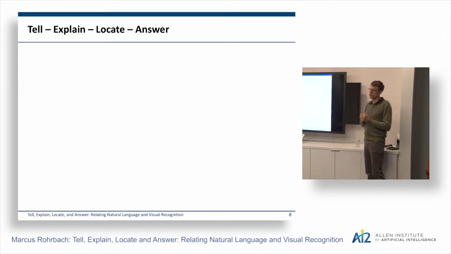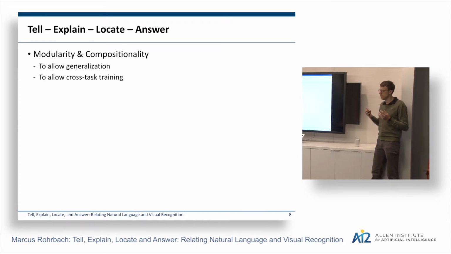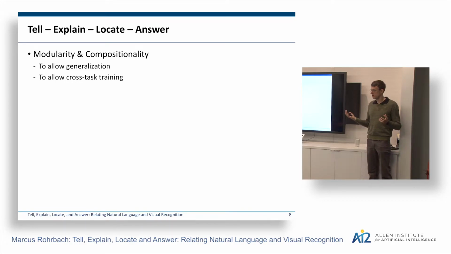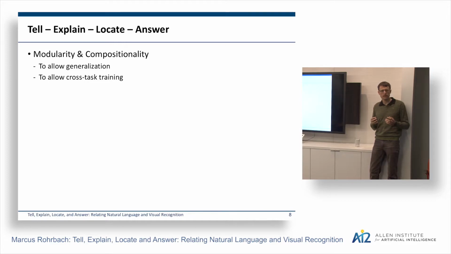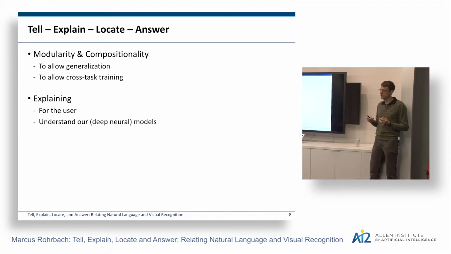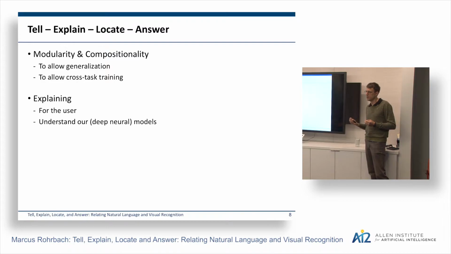So as I said, we want to do these different tasks: telling, explaining, locating, and answering, but there's a bit more to it. We want our models not just to do this task, but also, on the one hand, be modular and compositional, so we can allow generalization to other tasks and also train across tasks, ideally. We also want our systems to be explainable on the one hand, as one of the tasks is to explain to the user what it is doing, but also to ask these researchers to understand our mainly deep neural network models.